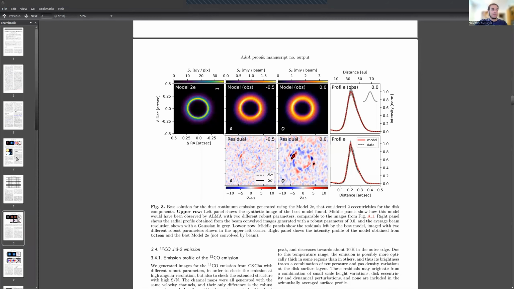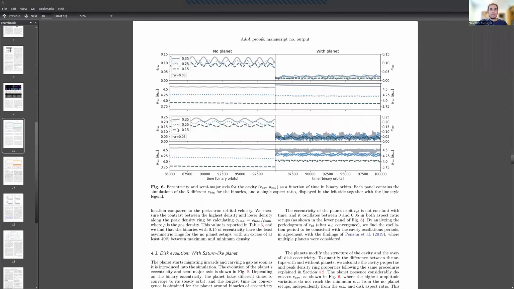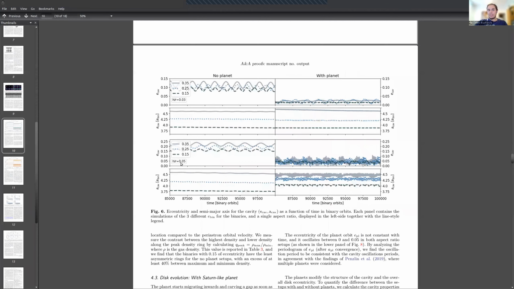And actually, we can quantify this in the paper. Here, you can see that for two different aspect ratios, the eccentricity of the cavity is always higher when a planet is not included. When the planet is in there, the planet circularizes the disk. Now, there's another interesting result: the planet does not really change that much the cavity size. And so the cavity size is not a good tracer for planets in these disks.